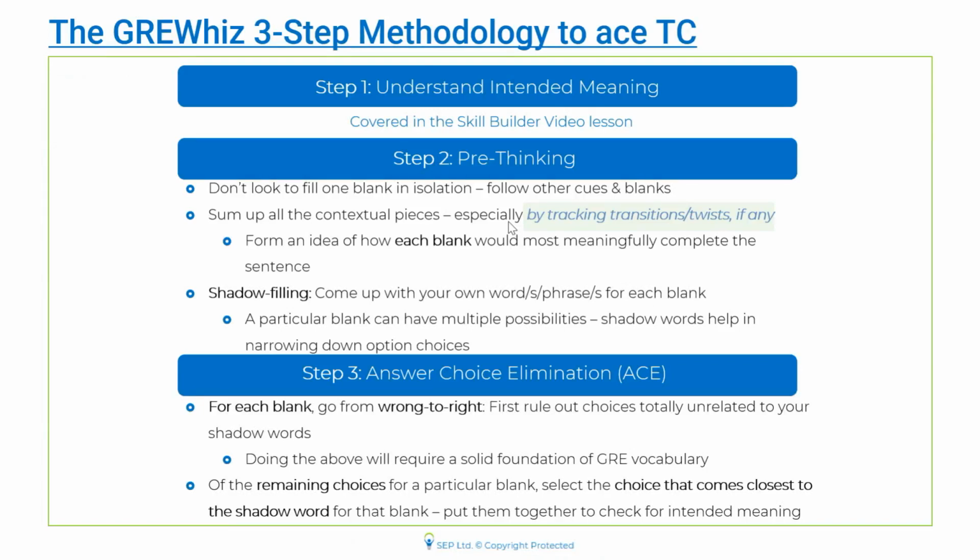Of the remaining choices for a particular blank, select the choice that comes closest to the word that you came up with when you were shadow filling for that blank. And then put together and read the sentence to see. You might be thinking that, oh, this is going to take a lot of time. Really not. Once you get the hang of it, you automatically hone in, tune into certain words. You do that automatically. It doesn't remain an onerous task at that.